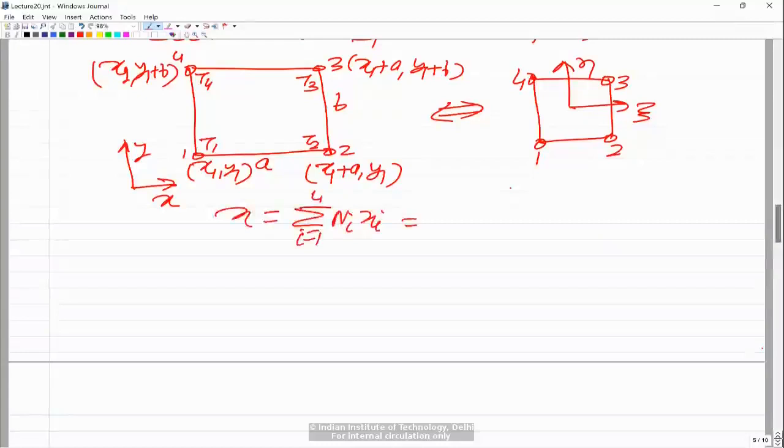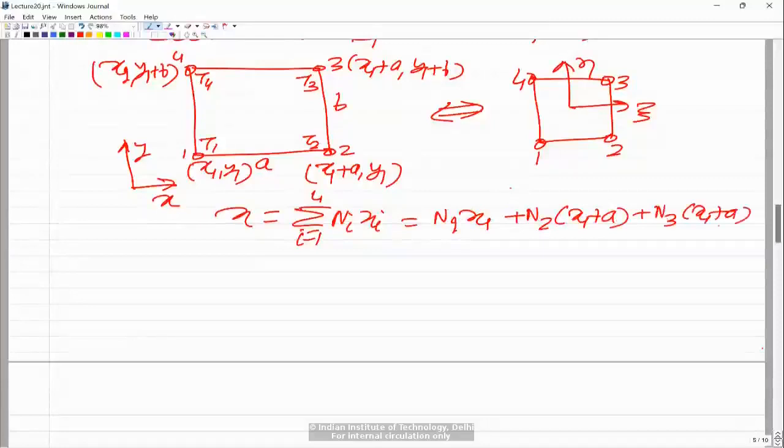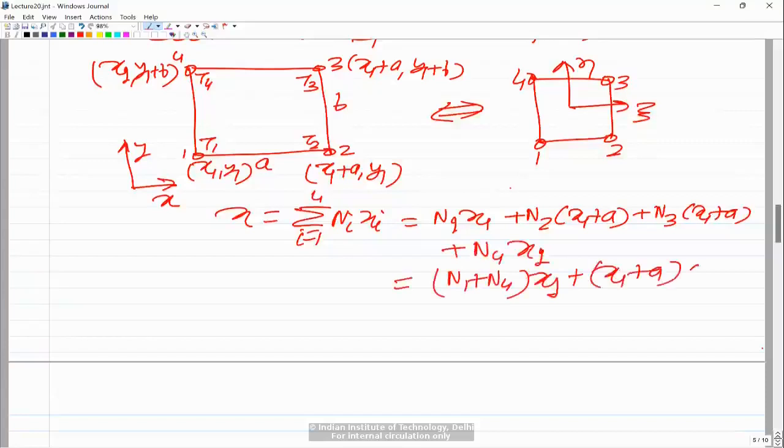So now you will see the x coordinate. In the summation, we will have n1 into x1, plus n2 into x1 plus a, plus n3 into x1 plus a, and plus n4 into x1. These are the coordinates I am substituting. So now what you can do is write this as n1 plus n4, together into x1, and this one you can write as x1 plus a into n2 plus n3. So you can write it like this.